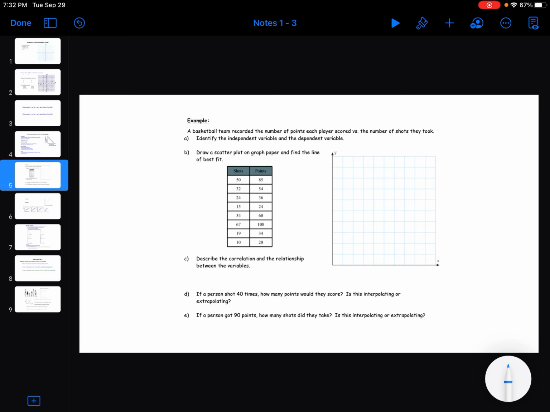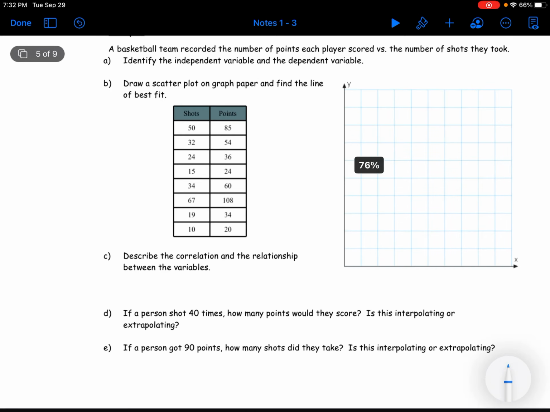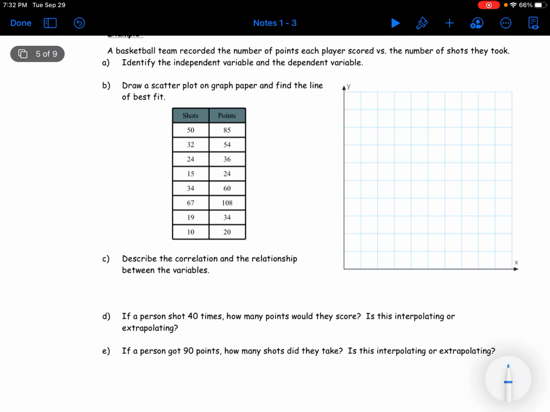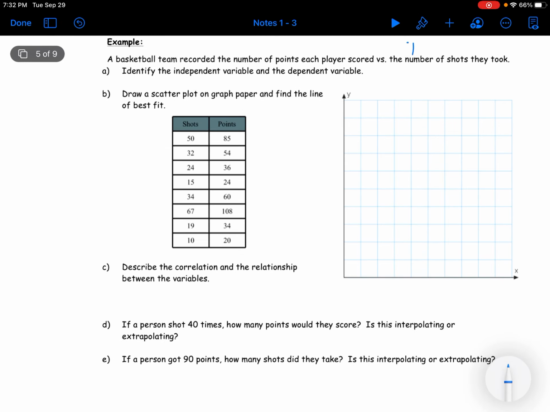Okay, another example here. So we have a baseball team recorded the number of points for each player and the number of shots they took. Okay, or excuse me, basketball, not baseball. So identify the independent and dependent variables. The independent variable here is the number of shots they took. So that's independent. Okay, the number of shots they took doesn't matter how much they scored. How much they scored, though, actually depends on the amount of shots they took.